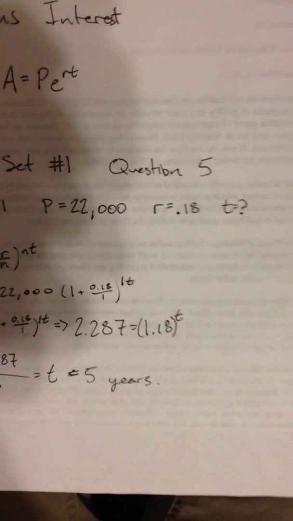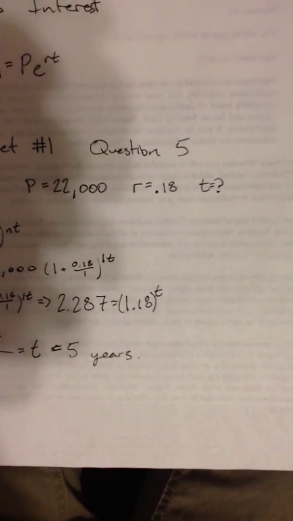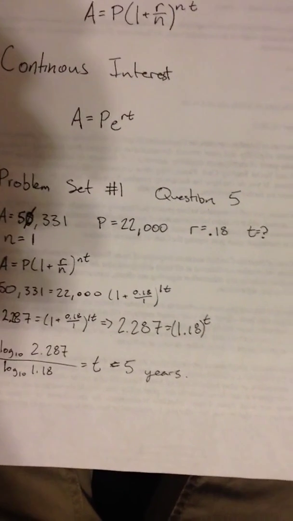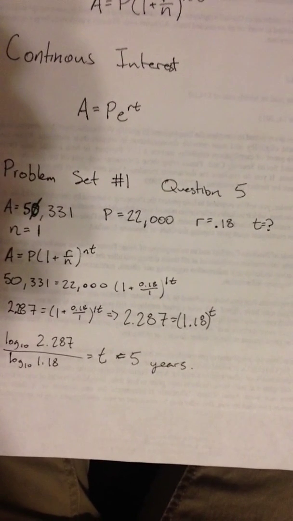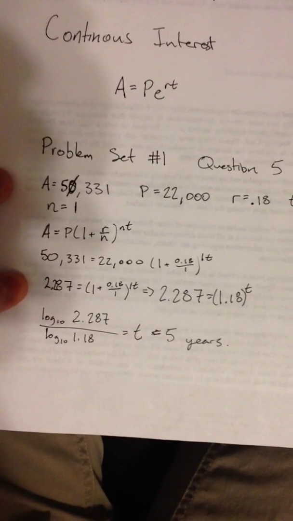By following the compound interest formula and plugging in the variables that we do know, we're able to come down to this line right here. After dividing the amount by the initial amount, we're left with this line right here.